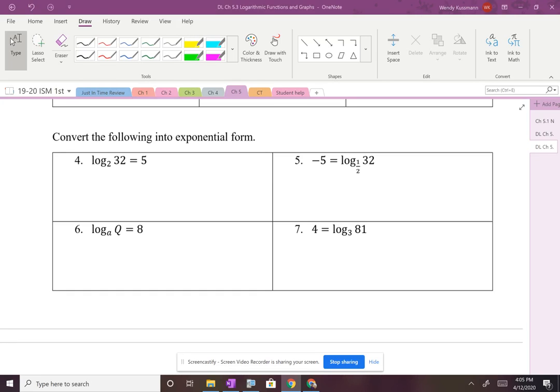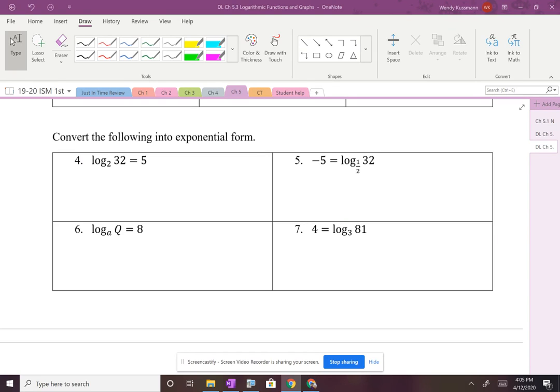This is chapter 5.3, Logarithmic Functions and Graphs, part 3 of the notes. So if you haven't watched parts 1 and 2, make sure you go back and do that. What we're going to do now is move the equations that we get into different forms. This is going to help us solve equations when we get to that.